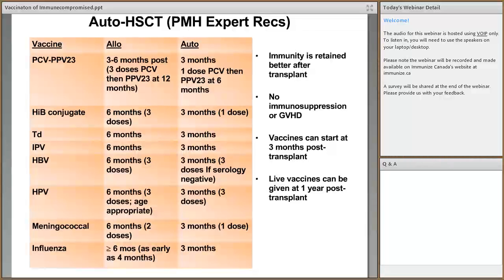Now, the difference in autologous versus allogeneic is that in autologous, immunity is retained better after transplant. There is no immunosuppression, there is no graft versus host disease, and vaccines can start earlier at 3 months post-transplant. And in fact, live vaccines could be given as early as 1 year post-transplant. Because remember, this is just the patient's own cells being given back to them. So really there is no immunosuppression with this.